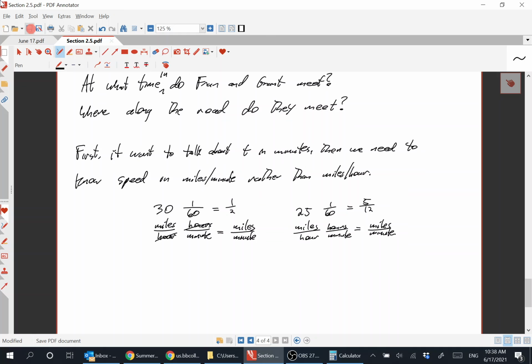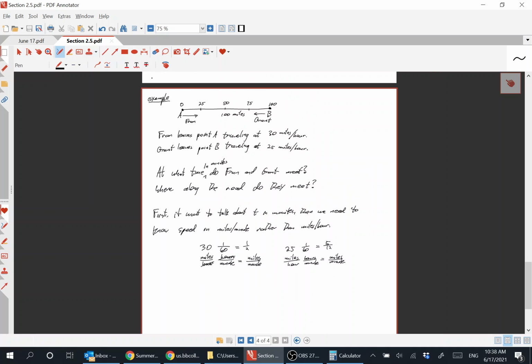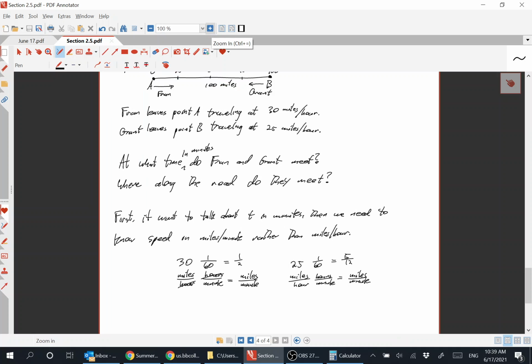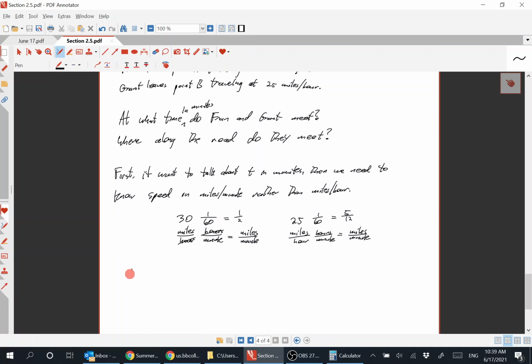So we have the rates of change for Fran and Grant. And we also know initially where Fran and Grant start out. Initially, Fran has gone 0 miles. She starts out at 0 miles. Grant, initially, starts out at 100 miles. So the distance functions for Fran and Grant are as follows.